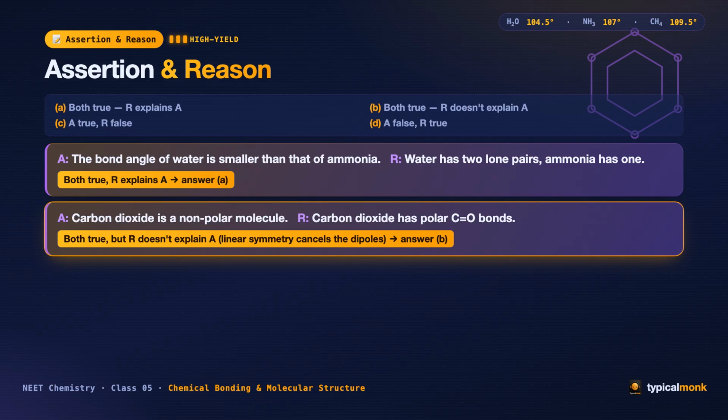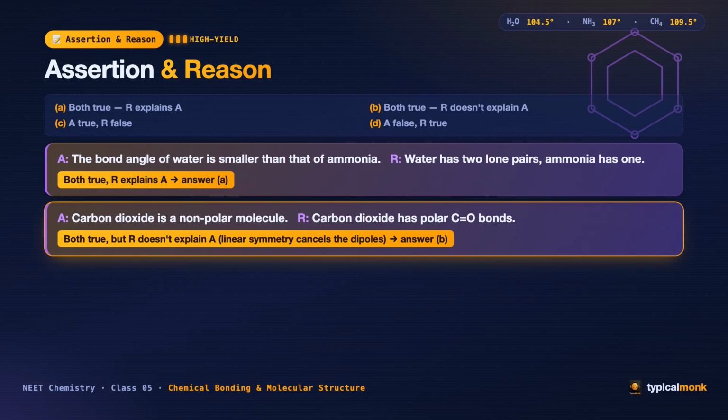Second one, assertion: carbon dioxide is a non-polar molecule. Reason: carbon dioxide has polar carbon-oxygen bonds. Both statements are true, no doubt. But pause. Does the second explain the first? No. Carbon dioxide is non-polar not because of the bonds, but in spite of them. Its linear symmetry makes the 2 equal poles cancel exactly. Both true, but the reason does not explain the assertion. Option B.